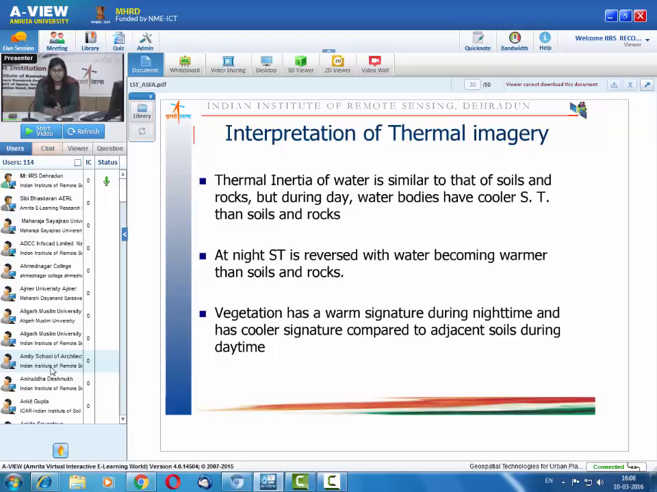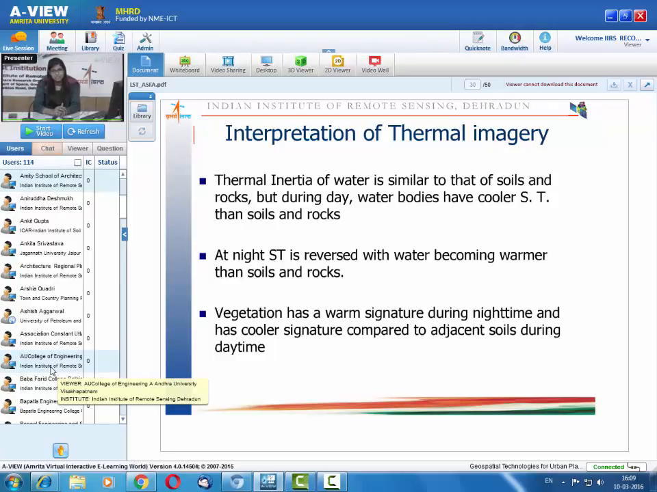So there are concepts of thermal inertia, but we are not getting into the detail of that. But we understand that certain materials absorb the heat and retain it. So the retaining property is governed by thermal inertia. So water bodies, rocks, soils will all have different thermal inertia and hence will govern their surface temperature dependent upon the short wave and the long wave radiation. So at night, surface temperature is reversed, water becomes warmer than soil and rocks. Vegetation has a warm signature during night time and a cooler signature compared to the adjacent soil during daytime. So this is a property that is dependent upon the thermal inertia.